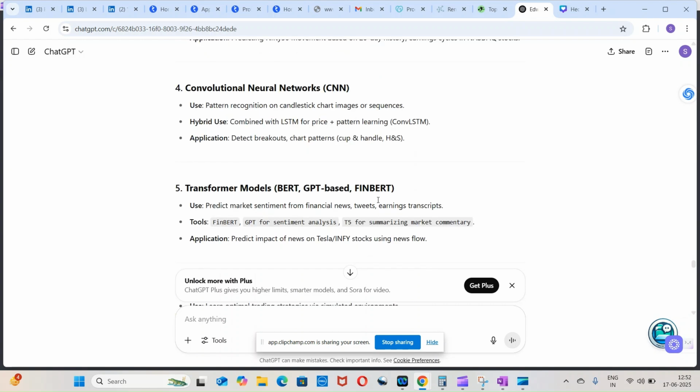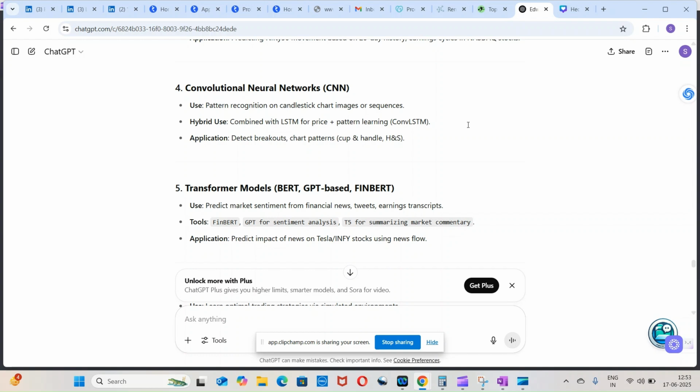Convolutional neural networks, which is CNN, do pattern recognition on candlestick images or sequences, and they can be combined with long short-term memory for price patterns, and then pattern learning, convolutional LSTMs. What these do is, from the images they can detect breakouts, or certain chart patterns like cup and handle, head and shoulders, like that. So convolutional neural networks could do some sort of technical analysis for us, in short.